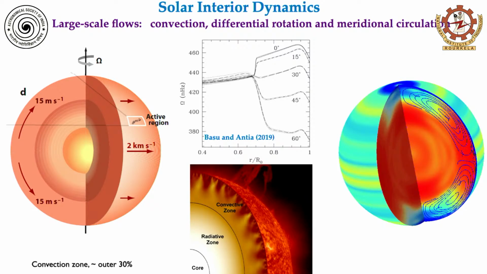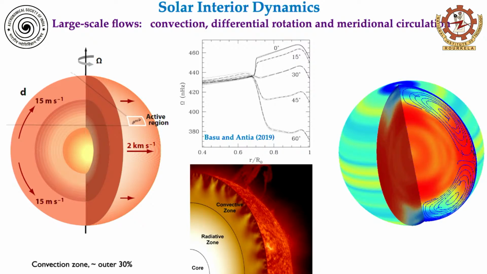The convection zone is in the outer 30% of the sun, which you all know, and then the differential rotation, and there is this meridional circulation which is depicted here on the right. You can see closed streamlines depicting a single cell of circulation inside the sun. This is called the meridional circulation, which is very well observed on the surface, where you can directly measure it, and it is of the order of 15 meters per second. On the other hand, the rotation is about 2 kilometers per second.